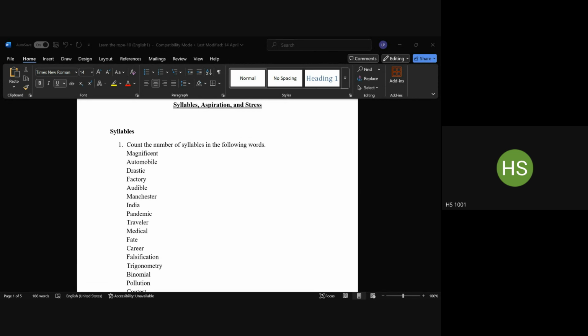Factory. This is a little tricky. Factory has three syllables. Some people would want to omit one, particularly in the Indian context, because the articulation sounds like "factry", but it should be factory, a three-syllable word. Next one, audible. Audible again has three. So audible, right?